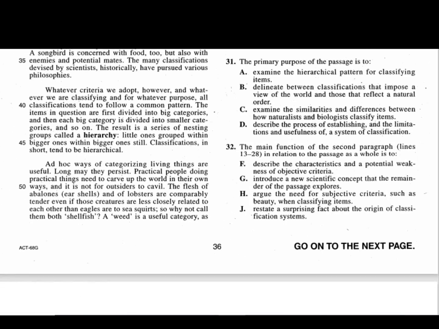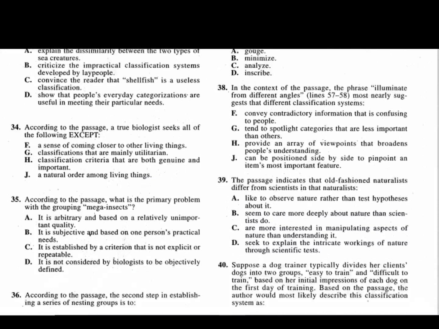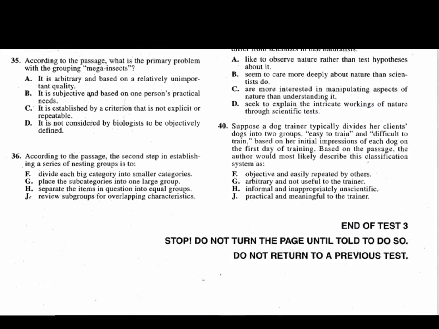But however you do it, you end up getting the answer for this one is going to be answer choice J. It's practical just because it makes sense. It's pretty easy, straightforward. It's not objective for the answer here. Even though it's easy to repeat by others, it's not so much objective. It's just flat out practical and meaningful to the trainer because they know exactly what they're going to be dealing with, the dog. 40 J.